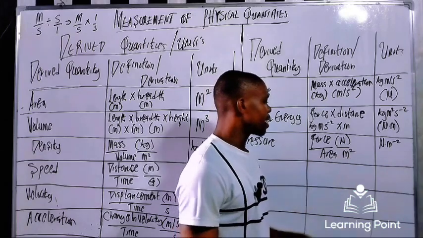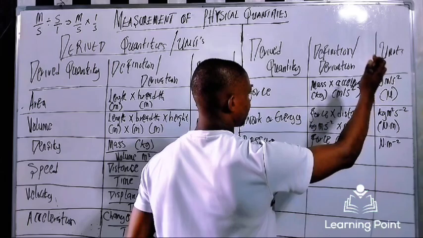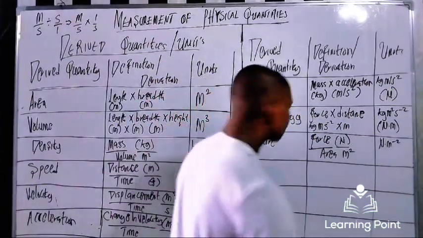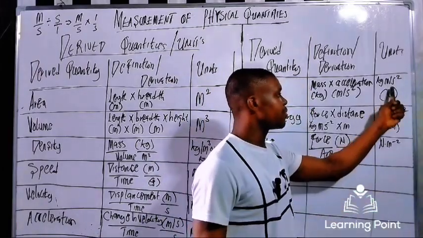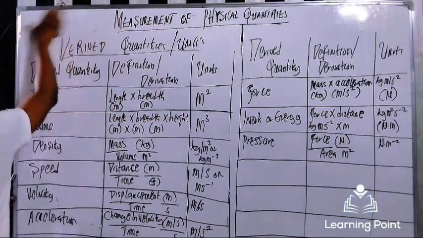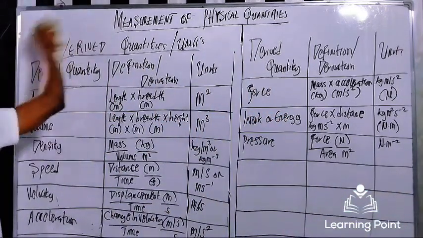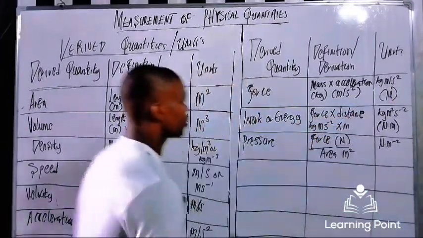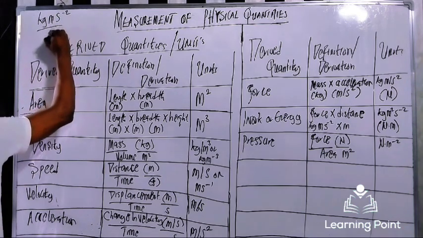Now you can also use this one here. If you don't want to use Newton per meter square, you can also use kg meter per second square over meter square. So how are you going to do that? Let us say we are not using Newton per meter square, but we are using kg meter per second square. Let me explain to you here. Remember, force is kg meter per second square. So here we have kg meter per second square over meter square.